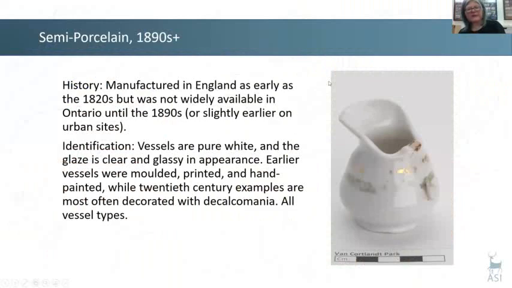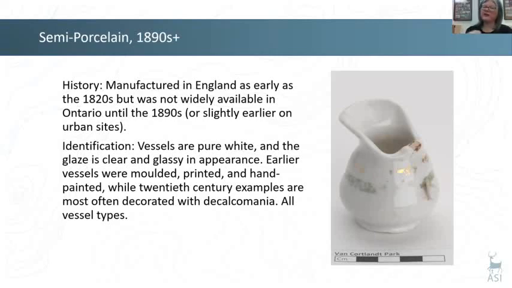And then the last ceramic type that I'm going to talk about today is semi-porcelain. It comes in the 1890s. It has a different kind of decoration. Instead of having those nice underglaze transfer prints, most of the time these are what we call decalcomania. So it's basically they put a sticker on it, a fancy sticker. And so you have a very, very highly detailed, often floral decoration, but it's applied after the glaze.